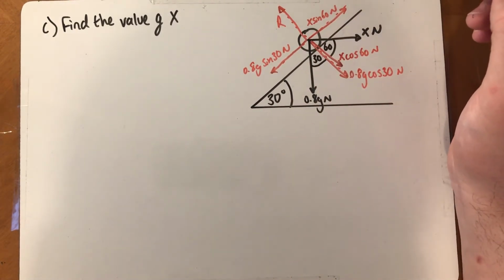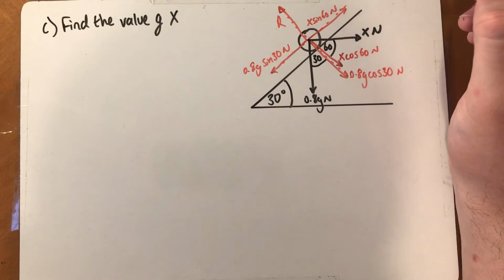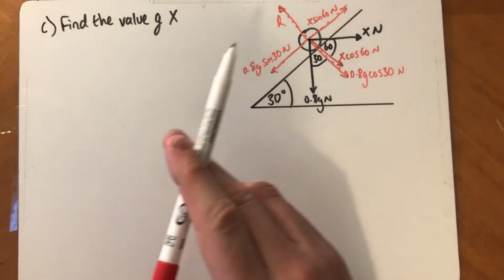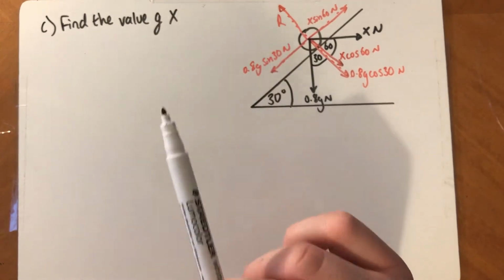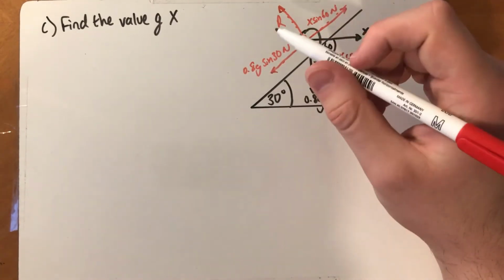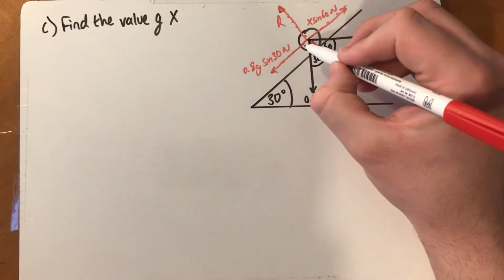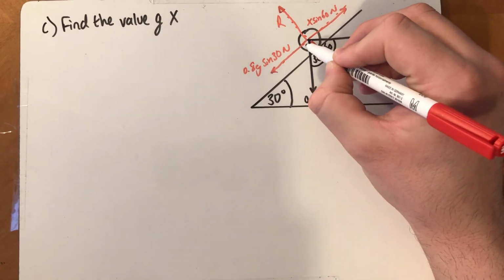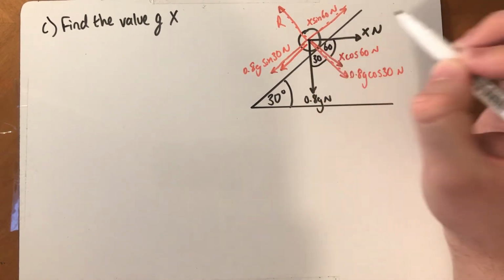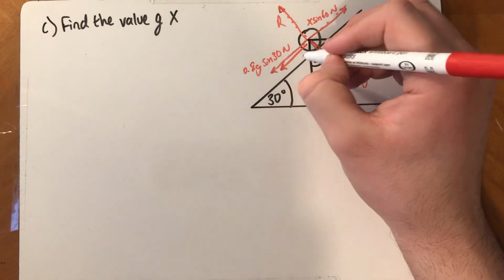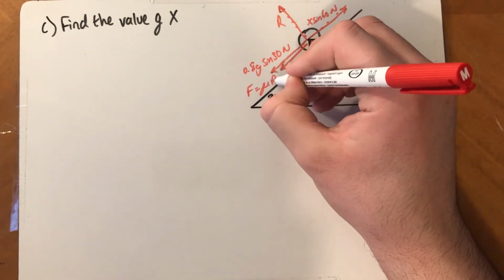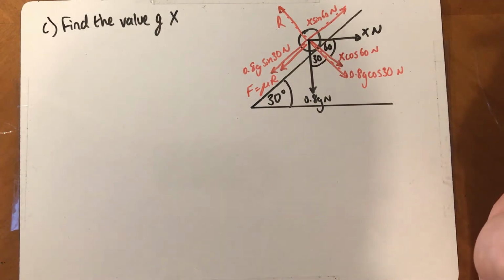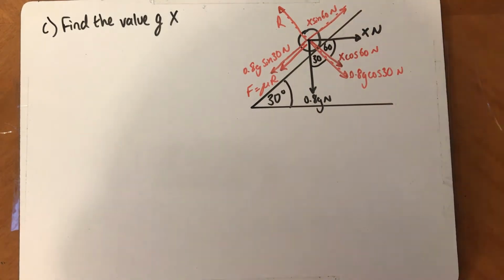And the particle is on the point of moving up the plane. So the particle is just about to move up the plane. And we know that friction always opposes that motion, or that attempted motion. So friction is acting opposite. So friction is acting down the plane. Okay, and I know that the friction equals mu R from the previous question. Okay, that's going down the plane.